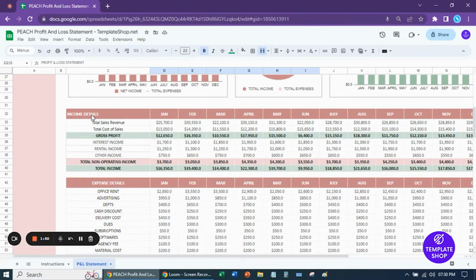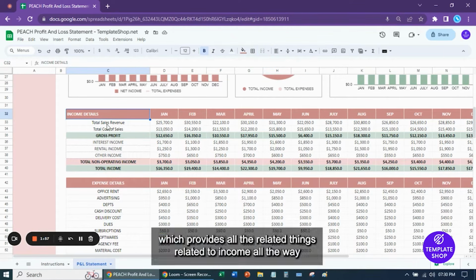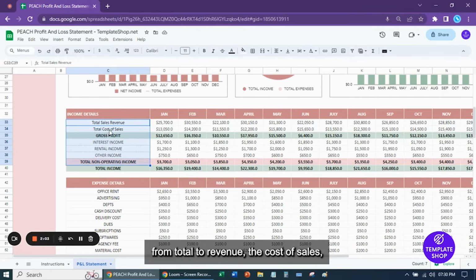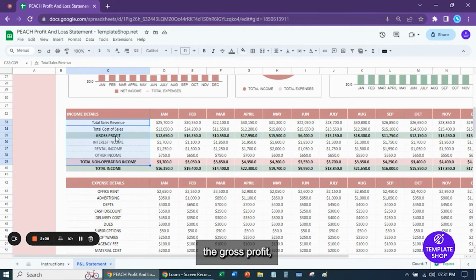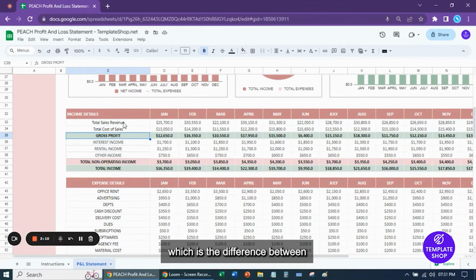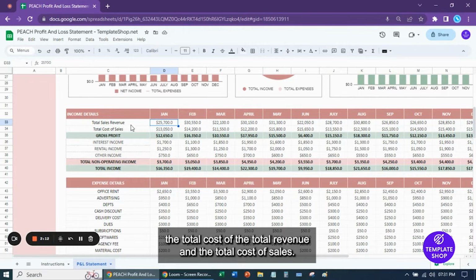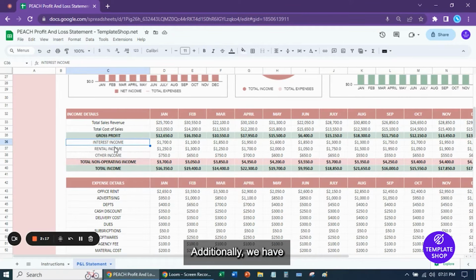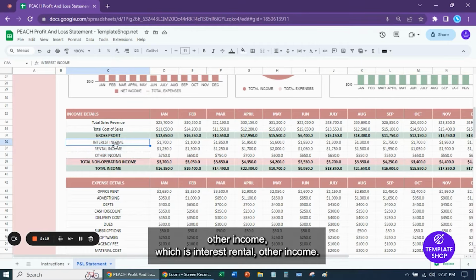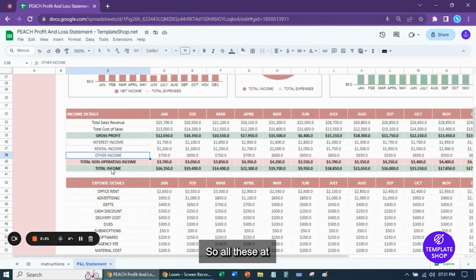The sheet, as you see, is broken down into clear segments by income, which provides all the things related to income, all the way from total sales revenue, the cost of sales, the gross profit, which is the difference between the total revenue and the total cost of sales. Additionally, we have other income, which is interest, rental, other income. So all these add up.